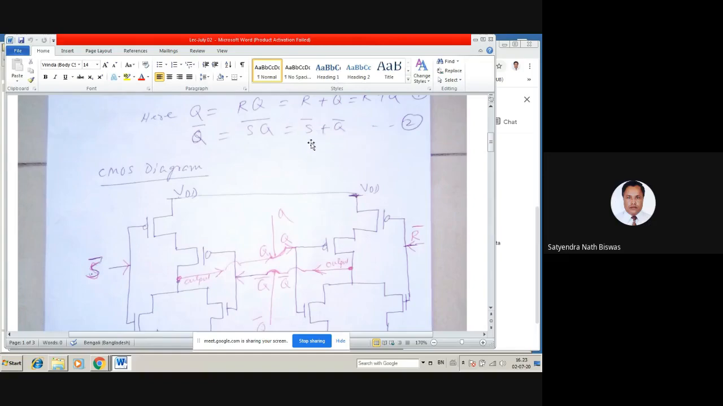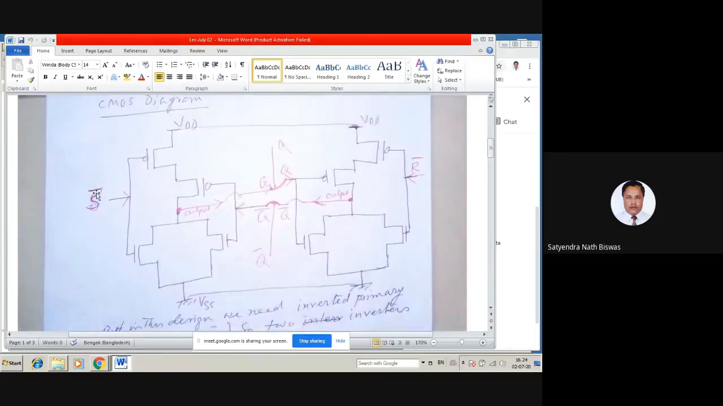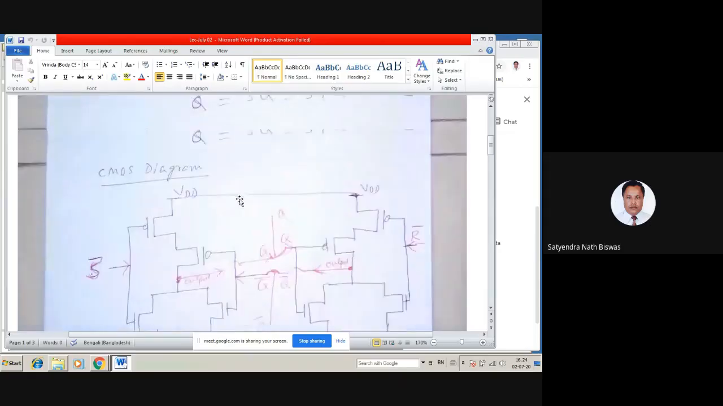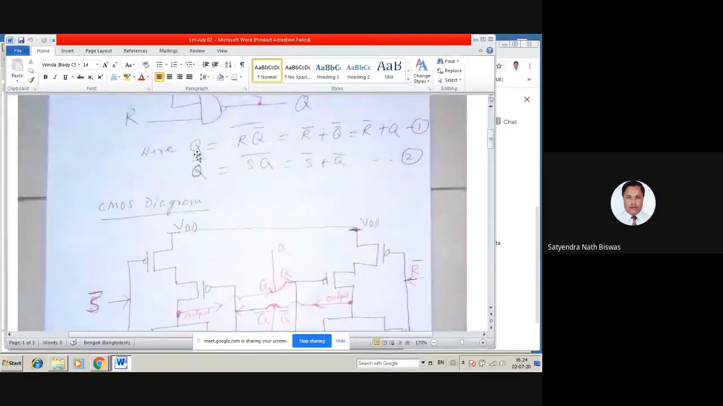The two inputs are S bar and Q bar. So that will be S bar here on the left input, and Q bar, you see here, is the right input. So this is one input, and this is another input. The two inputs here are Q bar and S bar. And what will be the output? Now look at equation number 2. Equation number 1 here is Q bar is equal to S bar plus Q bar.